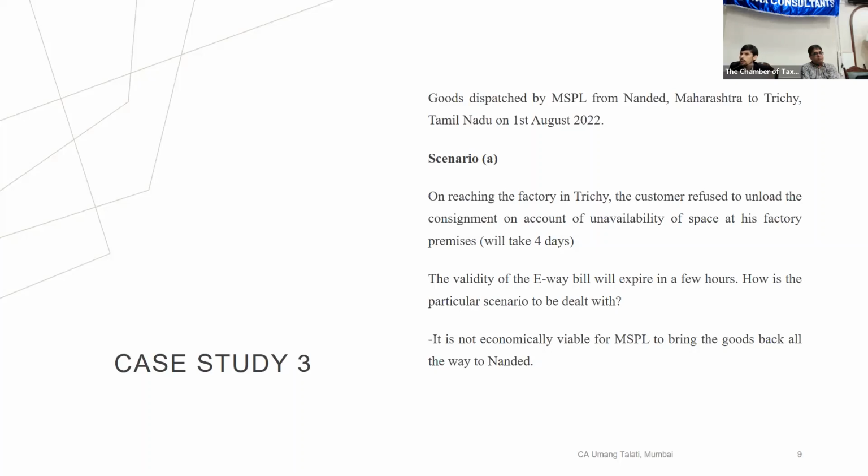Because it is not economically viable for MSPL to bring the goods back all the way to Maharashtra. And this is very practical. This happens in the normal course of business. That now the guy says, "Bhai nahi utar paunga, jagah nahi hai, 4 din lagega." What is to be done in this case? What documentation needs to be put in place? Yes, the floor is open.